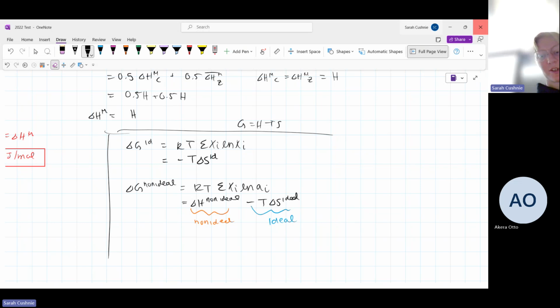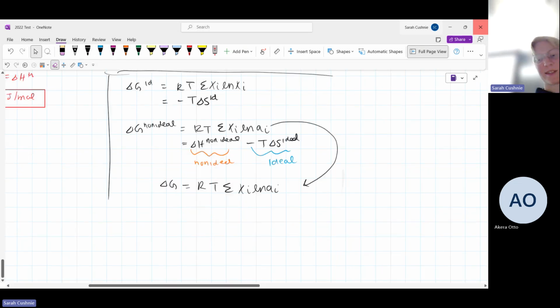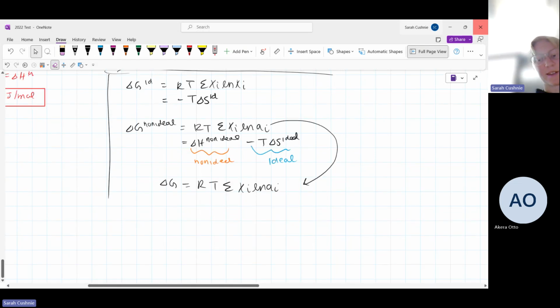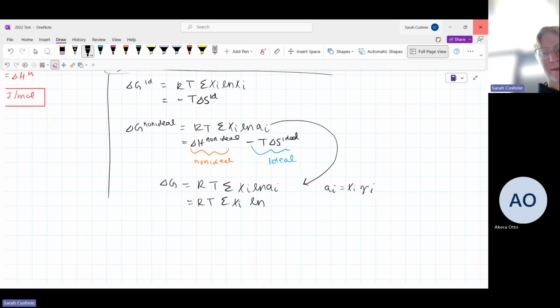So we can go back to this definition here. I'm going to expand this out a little bit. So we know that delta G is equal to RT sum of xi ln ai. I'm going to expand this out knowing that ai is equal to xi gamma i. So I can say that's RT, the sum of xi ln xi gamma i.